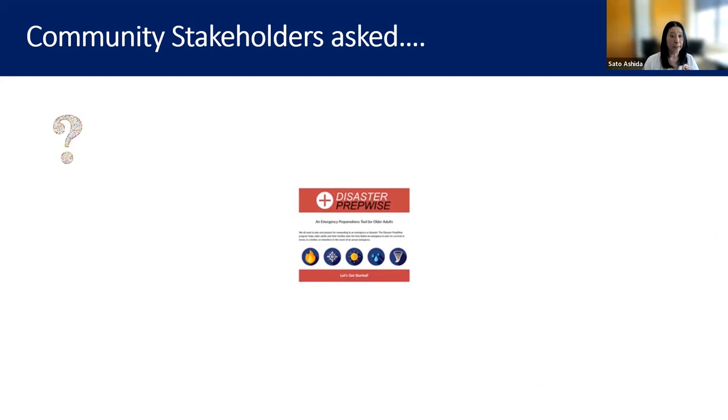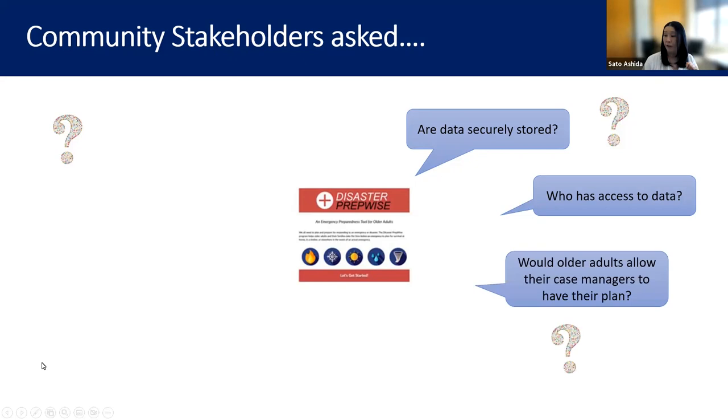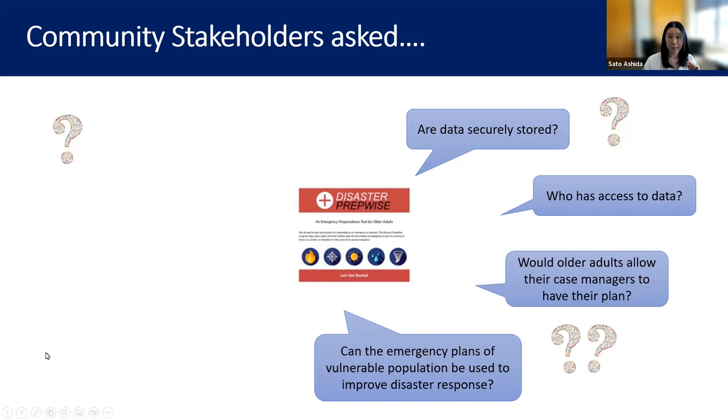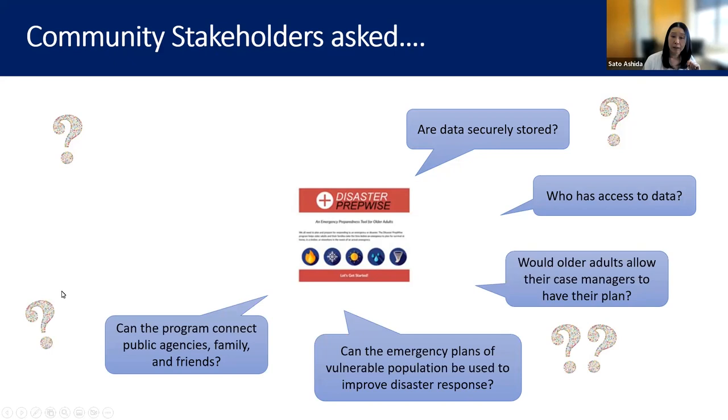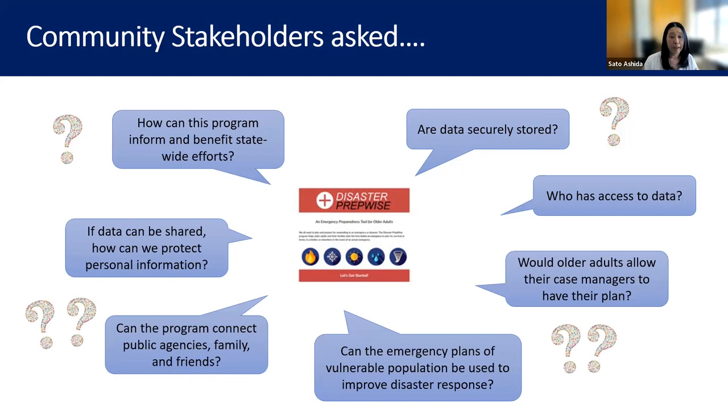So some of the questions that came up were: Is the data securely stored? Who has access to the data? Would older adults allow their case managers to have their plan? Can we use the information to develop disaster response plans at the community level? Can the program connect public health agencies, families, and friends? Can the data be shared between agencies that serve the same client? How can this program inform and benefit statewide efforts to support older adults in disaster cases? And so these questions motivated us to conduct another project.